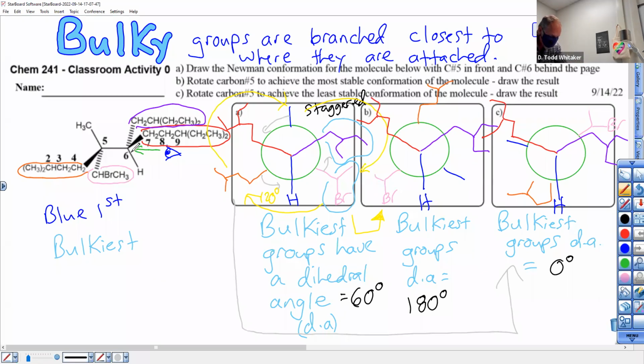Yeah, you have to do this question where 5's behind. So the green ball was 6. I don't see 5, but I see the stuff sticking off of it. The methyl sticking off of 5, right there. The bromoethyl off of 5, there. And the isopentyl off of 5, right there. So there's a lot there. That's a good one.